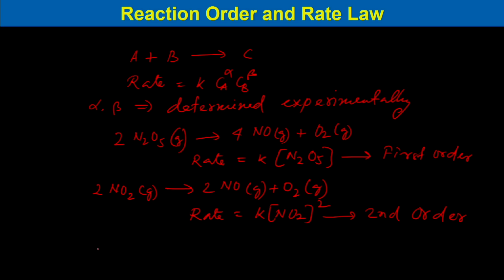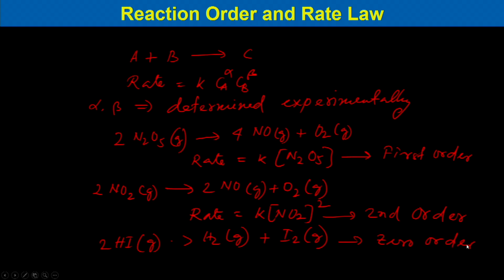Another reaction is twice HI gas converted to H2 gas plus I2, and this reaction is found to be zero order. That means the reaction rate is independent of the concentration of the species.